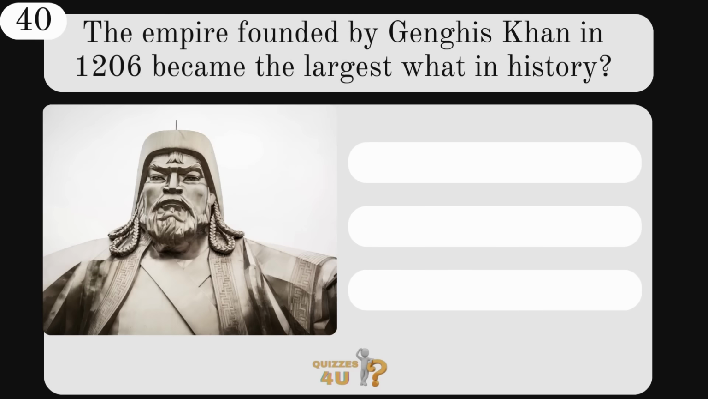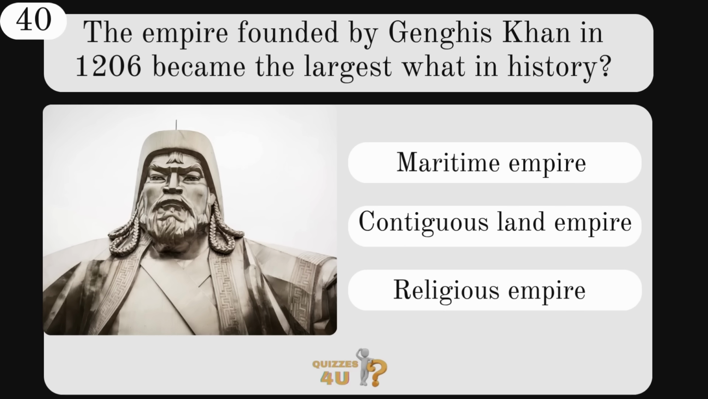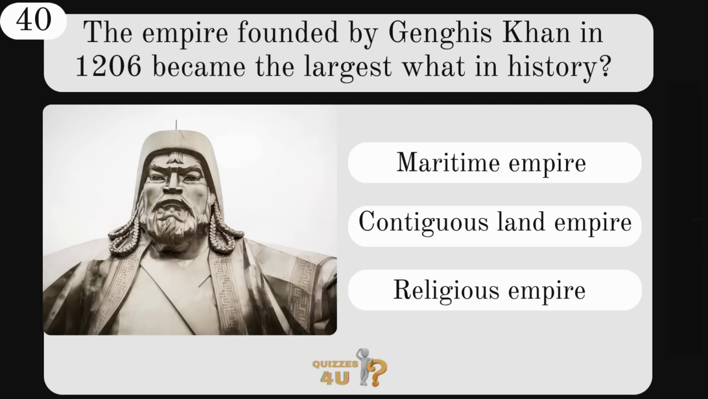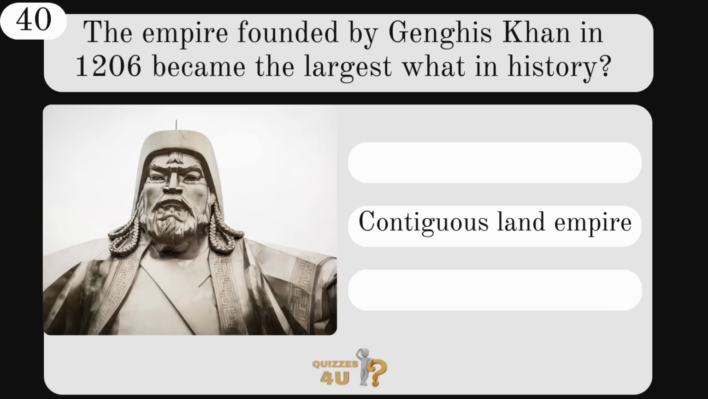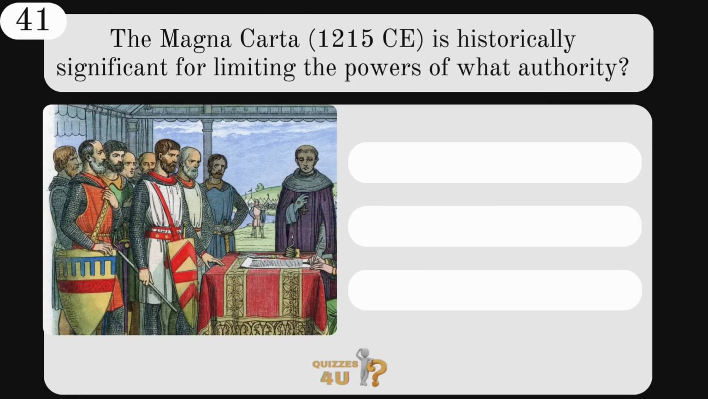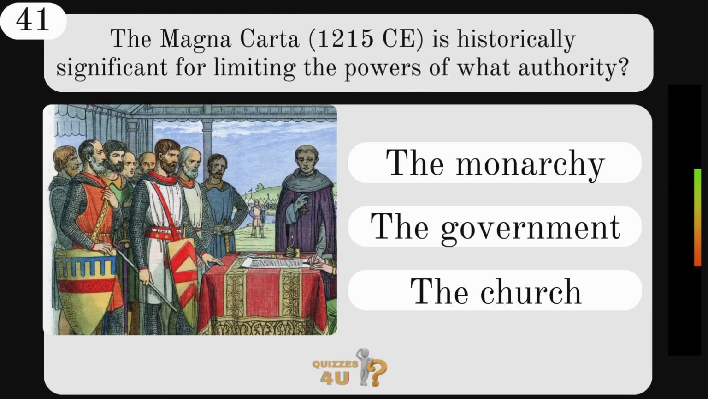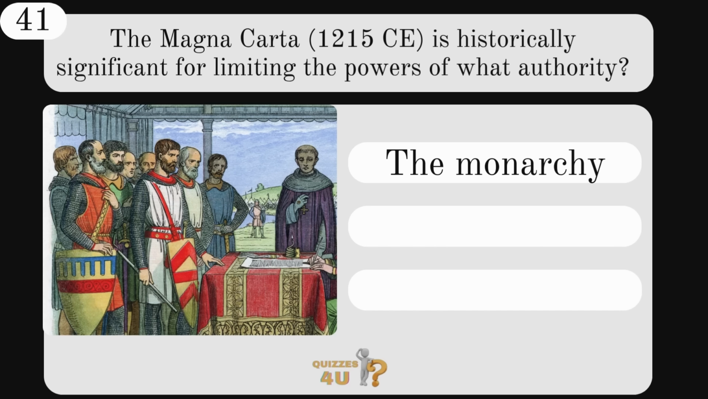The empire founded by Genghis Khan in 1206 became the largest what in history? Maritime empire, contiguous land empire, or religious empire? The answer, contiguous land empire. The Magna Carta is historically significant for limiting the powers of what authority? The monarchy, the government, or the church? The answer is the monarchy.